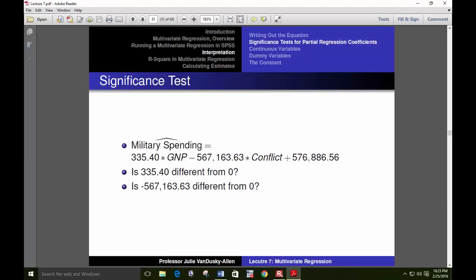So to show you how to interpret the significance test for B hat, I will use the multivariate regression analysis from earlier in the lecture. Recall our regression equation was military spending hat equals 335.40 times GNP minus 567,163.63 times conflict plus 576,886.56. So we want to know if 335.40 is different from 0, and we want to know if negative 567,163.63 is different from 0.